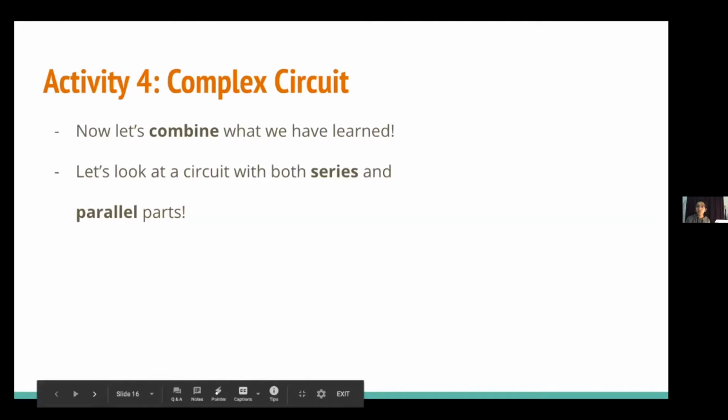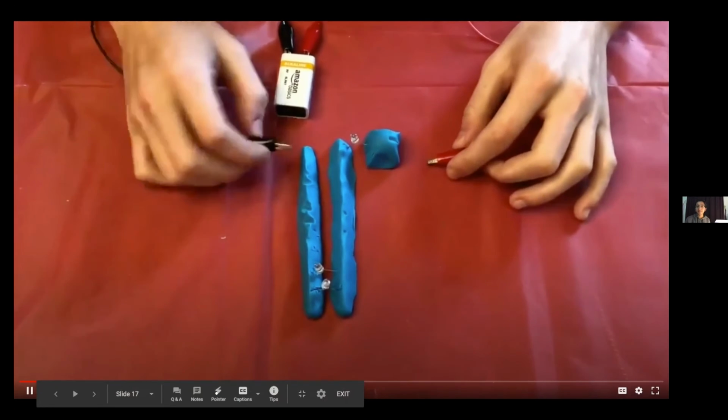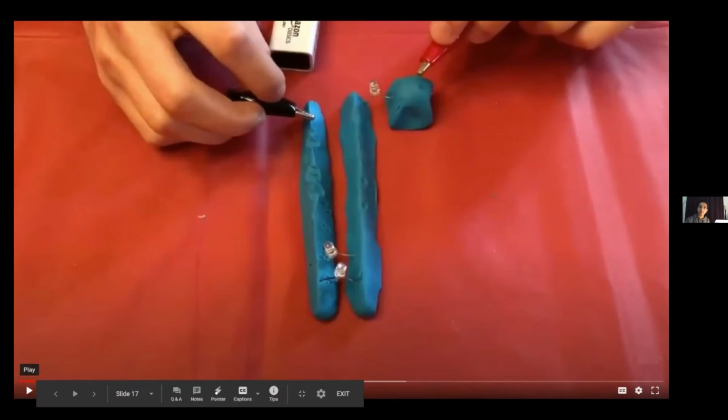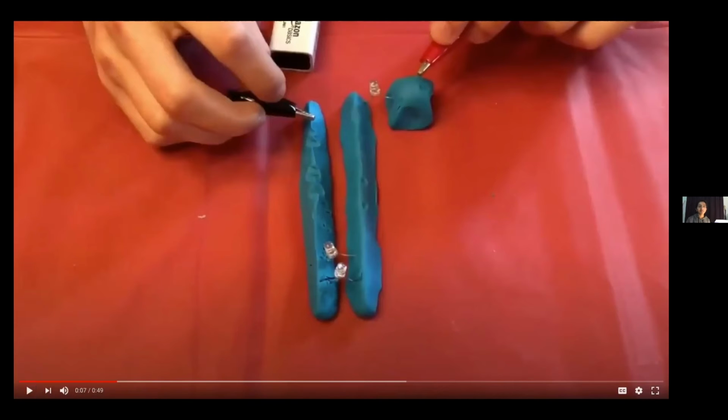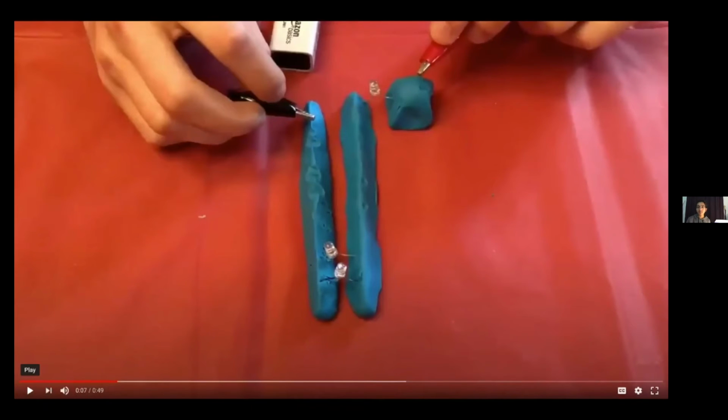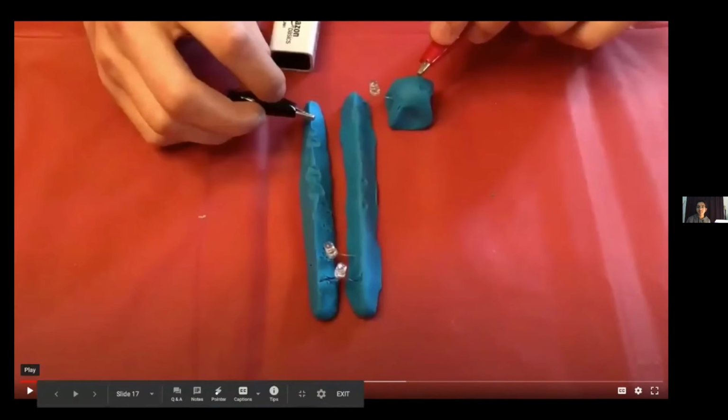Okay, so now, since we have time, let's look at a complex circuit. So now we're going to try combining them. What do you think is going to happen when I put the battery parts right here and right here? What do you guys think? Put it in the chat. Work, okay. All three? Only one? Okay, let's find out.